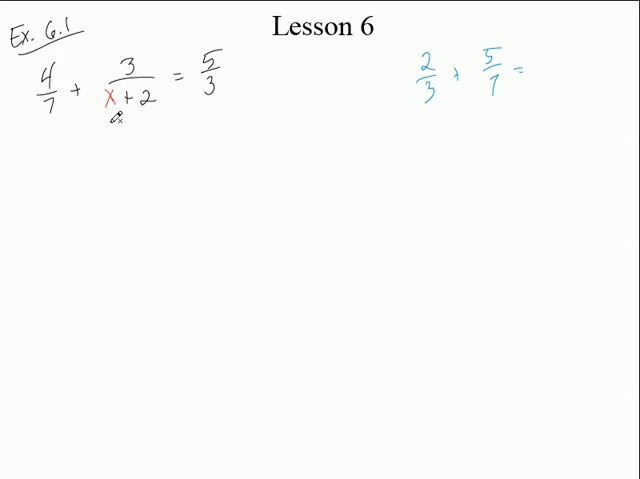Just watch what happens after I do it. Remember what my goal is. My goal is to get rid of the denominators, isn't it? It's not really to add the fractions together. That's not what I'm doing here. I'm trying to get rid of the denominators by multiplying by something, so the 7 will cancel, the x plus 2 will cancel, and the 3 will cancel. That's what I'm trying to do.